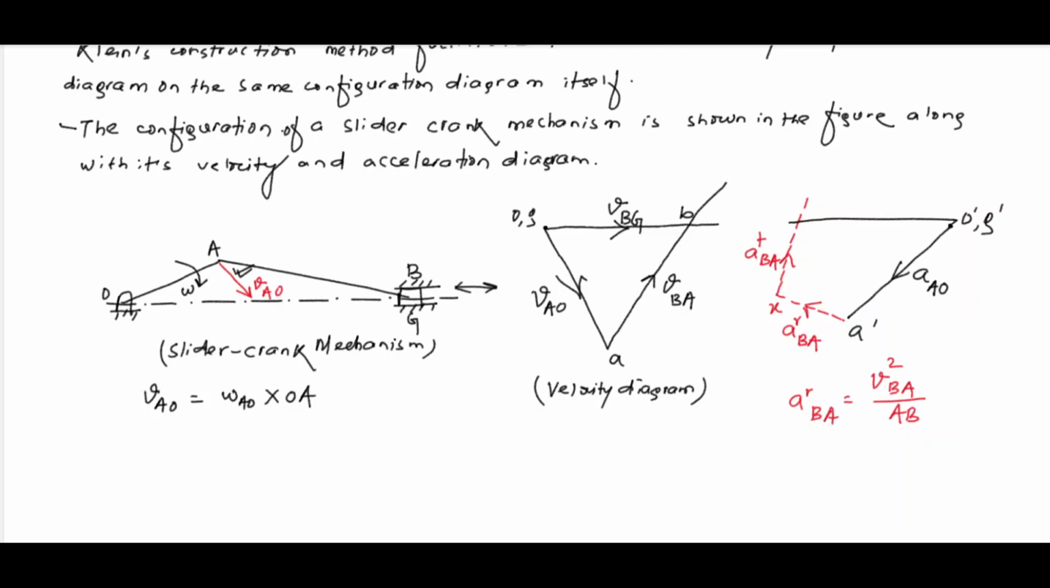So draw a horizontal line here. This will be your acceleration of B with respect to G. Now both these lines will intersect at B dash. We join B dash A dash, and this will give you the total acceleration of B with respect to A, having two components. One is the tangential component, perpendicular to the connecting rod AB, and the radial component is parallel to the connecting rod AB. So this is our acceleration diagram.